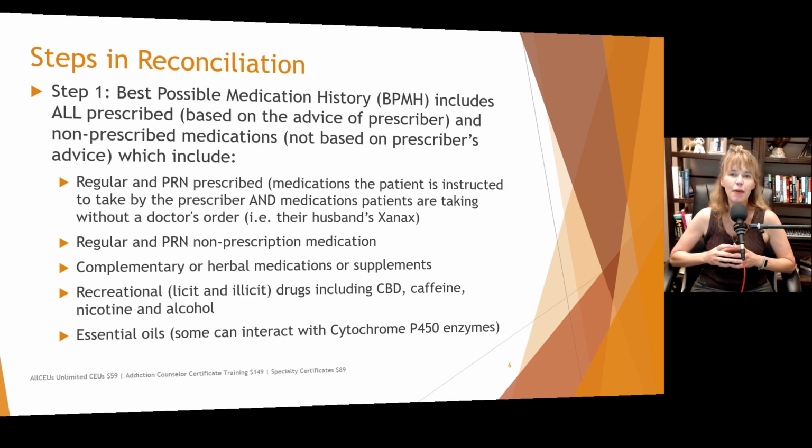Step 1 is to create a best possible medication history, or BPMH. This includes all prescribed medication based on the advice of a prescriber, and all non-prescribed medication, or medications that aren't based on a prescriber's advice. And this can include regular and as-needed prescribed medications. So, anything the person takes every day or as needed that there was a prescription for. And medications that are typically prescribed, but the patient is taking without an order from their doctor.